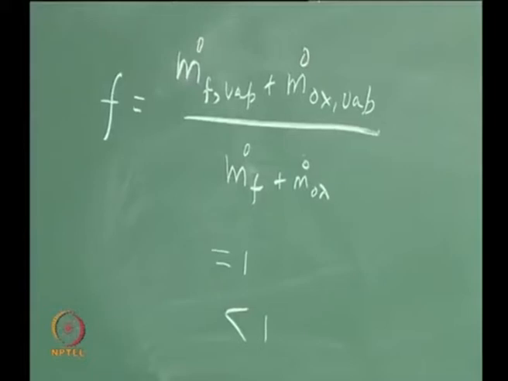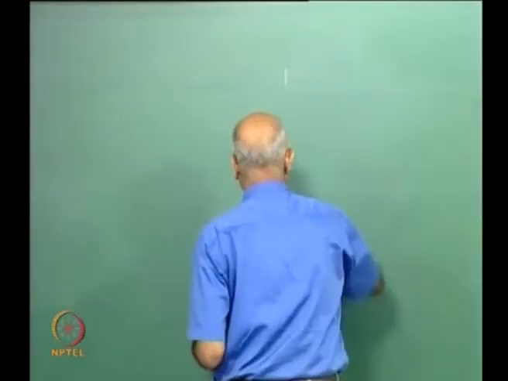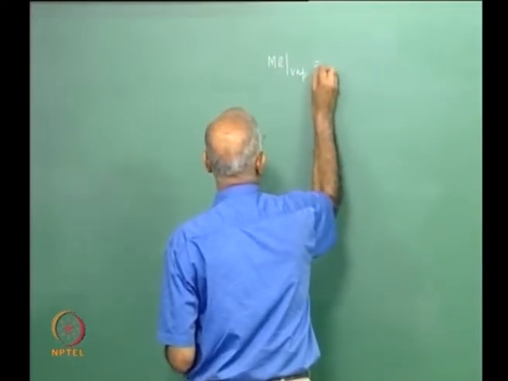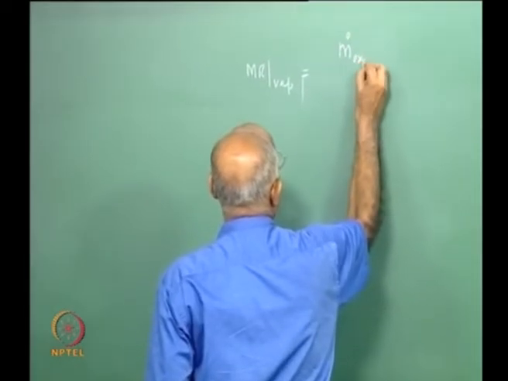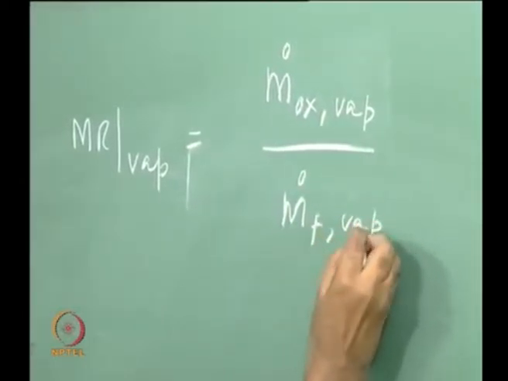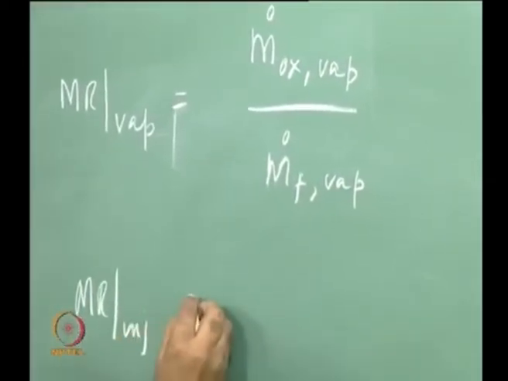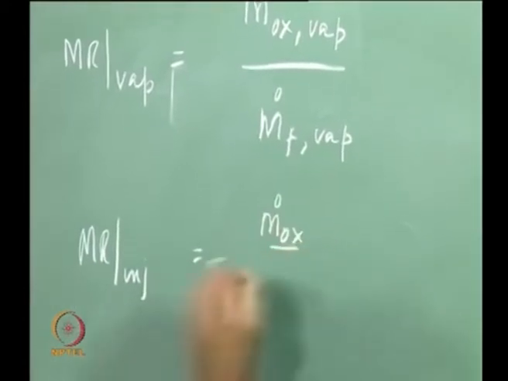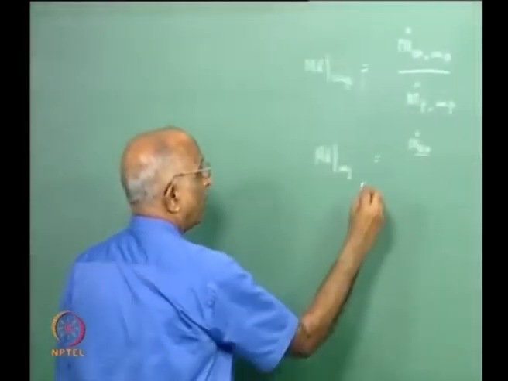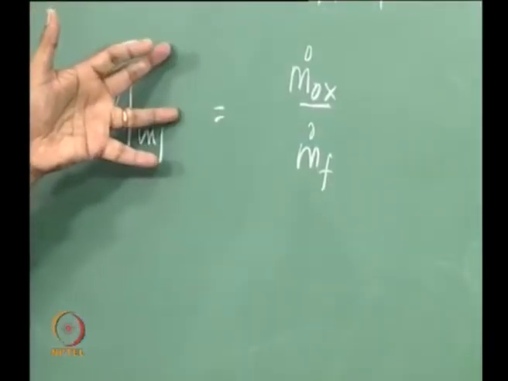Now I add another twist to the whole thing. I ask myself, what is the mixture ratio corresponding to evaporation? The mixture ratio corresponding to evaporation is equal to M dot oxidizer which has vaporized divided by M dot fuel which has vaporized. Now, what is the mixture ratio at injection? It is equal to M dot oxidizer which is injected divided by M dot fuel which is injected. And this is going to be different from this.